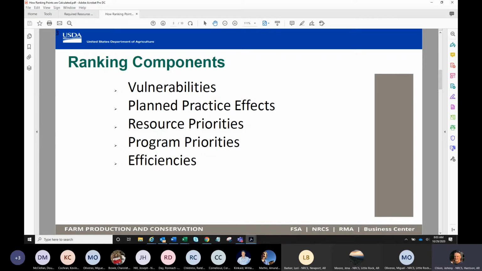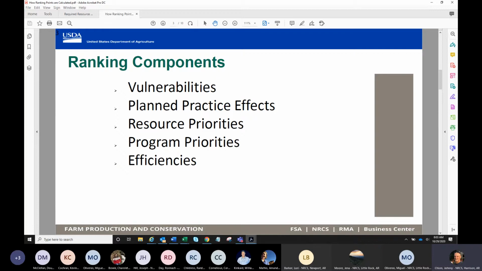Also, there's a plan practice effects component, and each practice is assigned points for resource concerns that it would positively affect. So a particular practice is assigned points for, for instance, sheet and rill erosion, wind erosion, organic matter depletion, etc.